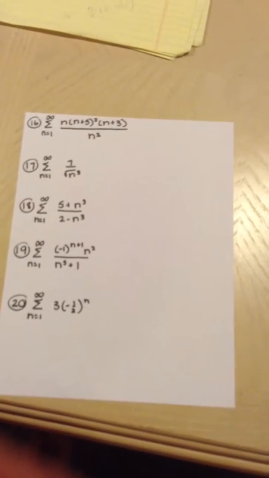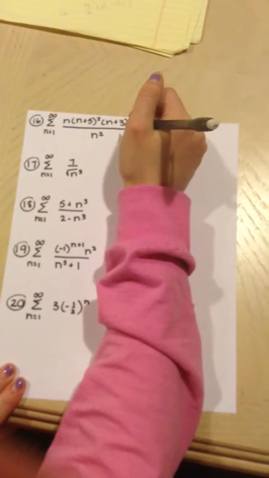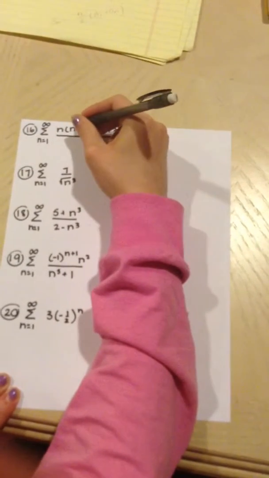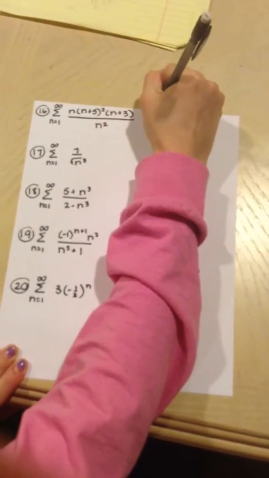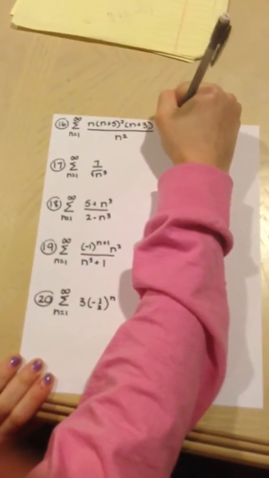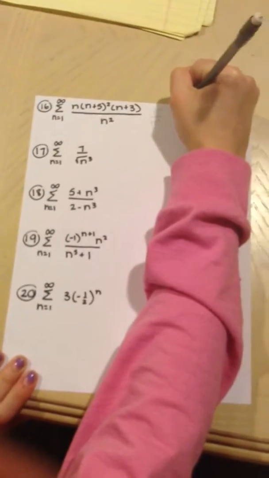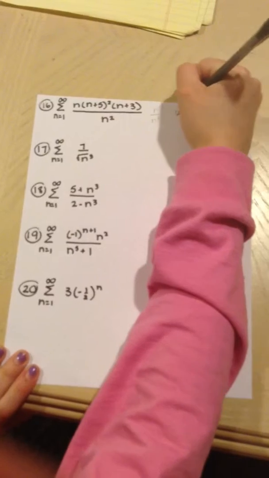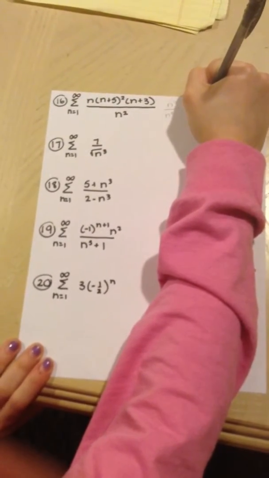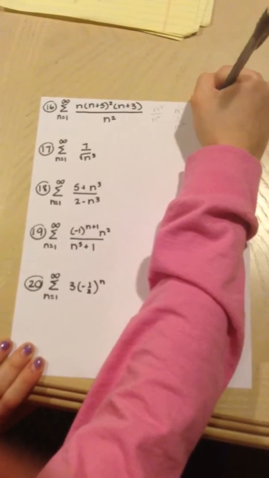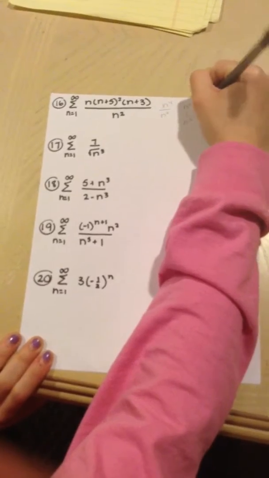Next one is some more converge diverge. So for this first one, this is a p-series. So this is going to be an n times an n squared, which is n to the third, times another n, which would be an n to the fourth, over an n squared. So that's going to leave you with an n squared on the top, which is like 1 over n to the negative 2. And so this one is going to diverge. And that's because the p is less than 1.